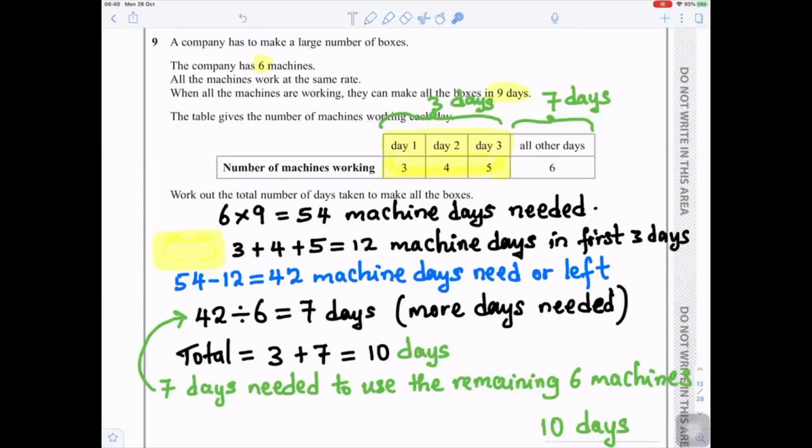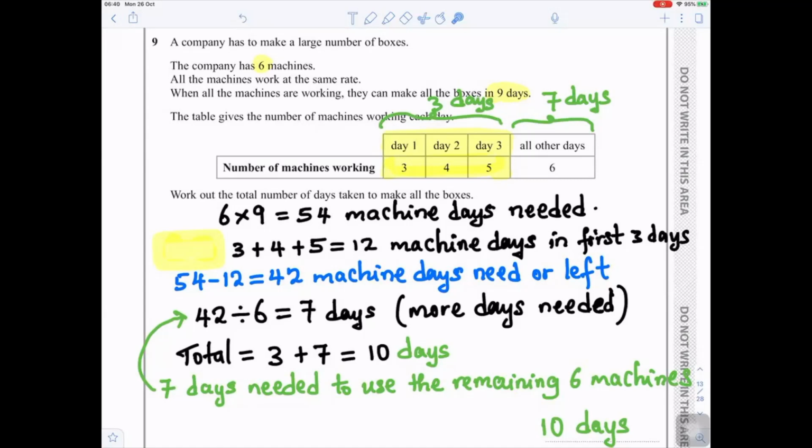Question number 9. A company has to make a large number of boxes. The company has 6 machines. All the machines work at the same rate. When all the machines are working, they can make all the boxes in 9 days. The table gives the number of machines working each day.